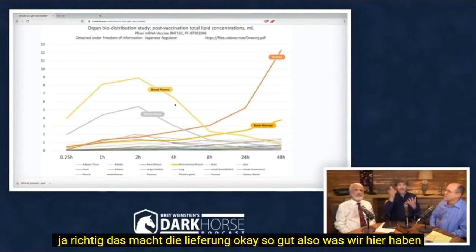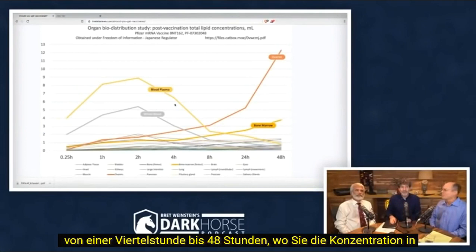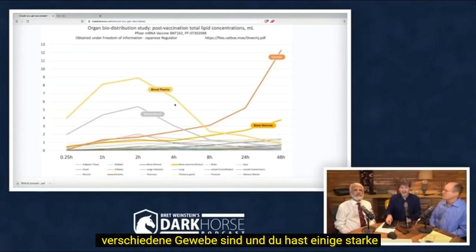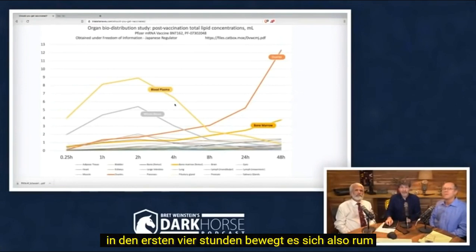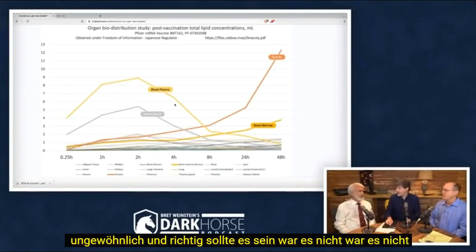Okay, so what we've got here are different lines that tell you over time, from a quarter of an hour to 48 hours, what the concentration in various tissues is. And you've got some strong signals here. You've got it in whole blood, not surprisingly, over the first 4 hours. In other words, it's moving around, it's circulating. That in and of itself is unusual, and concerning. It should be in the interstitial fluid.